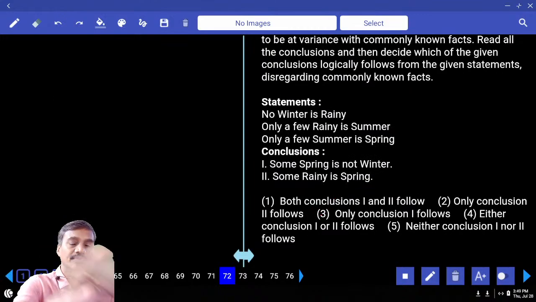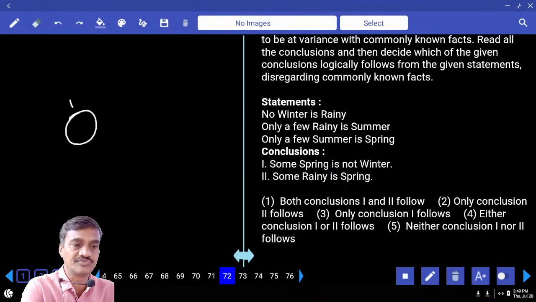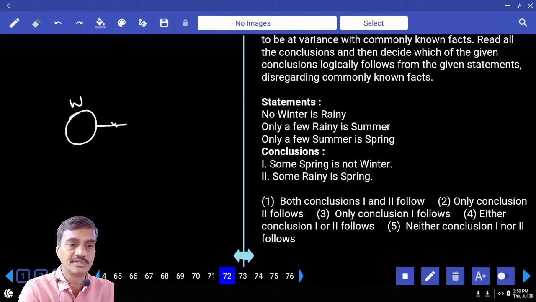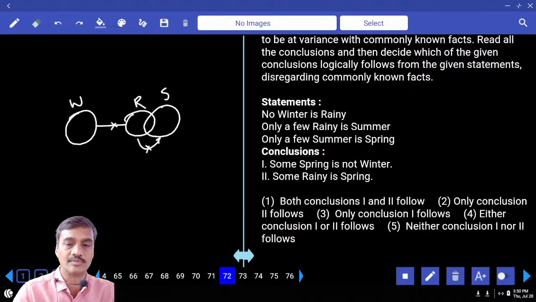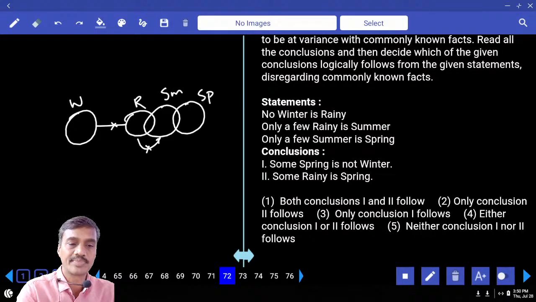Then 72. No winter is rainy. This is winter and this is rainy. No intersection between these two. No winter is rainy. And only a few rainy is summer. Only some of the rainy is summer but not all. And only a few summer is spring. Only some of the summer is spring but not all.